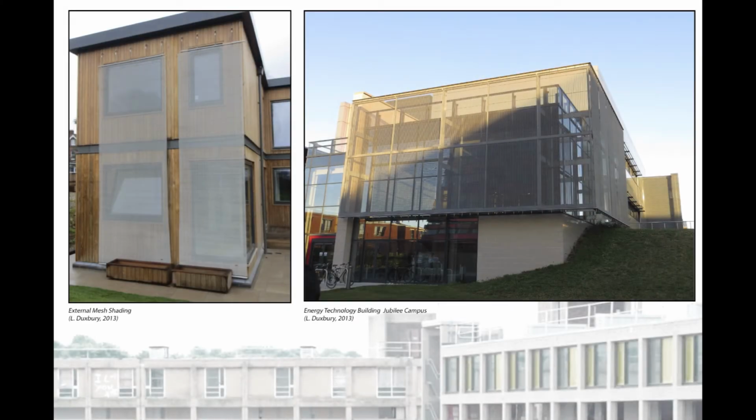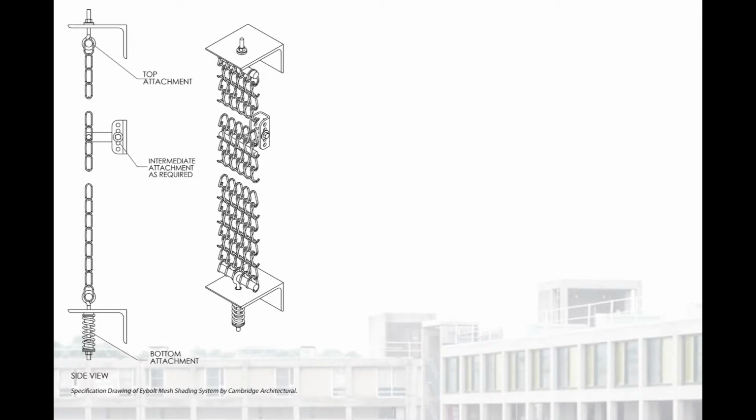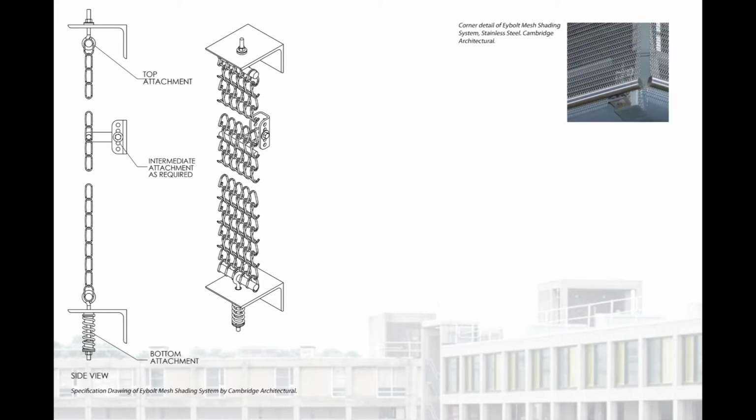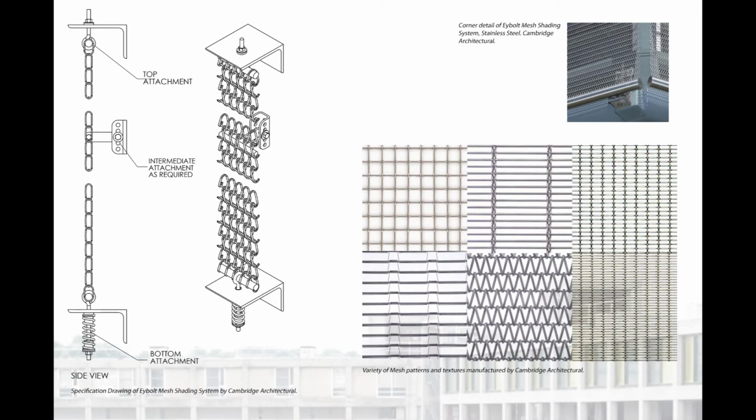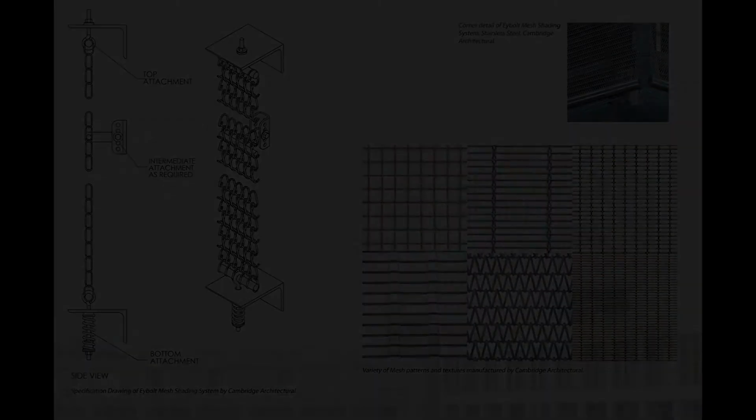Mesh shading systems also shade the building from the sun and reduce solar heat gains, but also act as a desired daylighting feature which allow the desired amount of daylight through, as well as allowing various degrees of visual penetration.